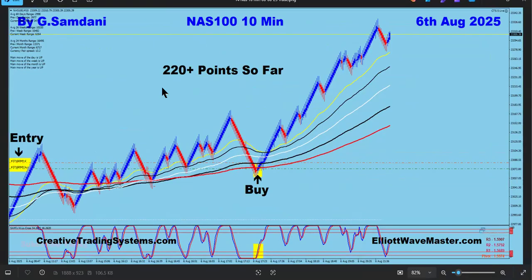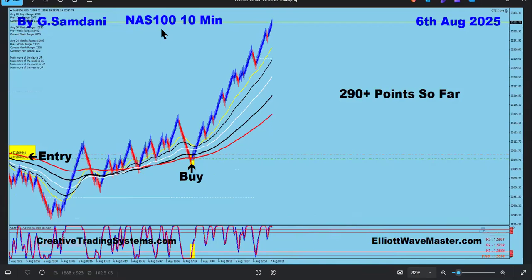So this is Nasdaq, 220 points to the upside. This is Nasdaq again for 290. I think that's the same trade going to the upside. I just recorded double. I recorded that, and then it went up even more, so I recorded again for 290.